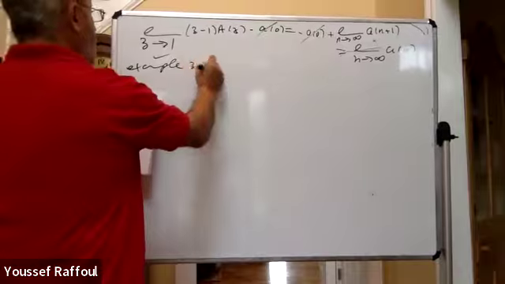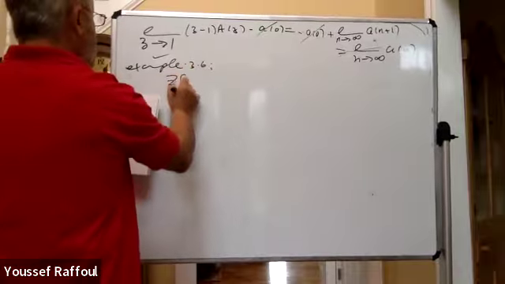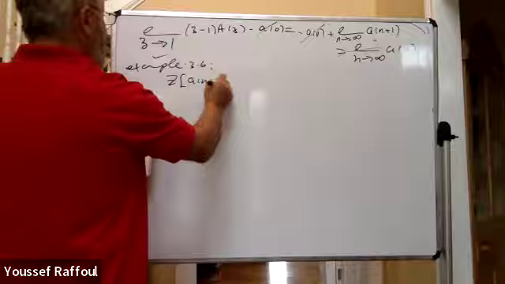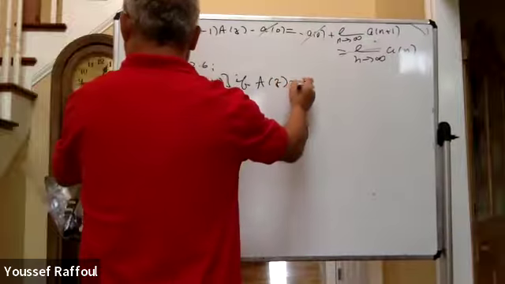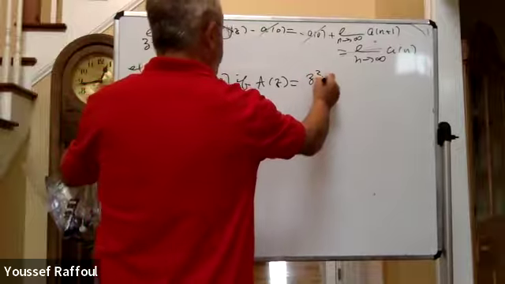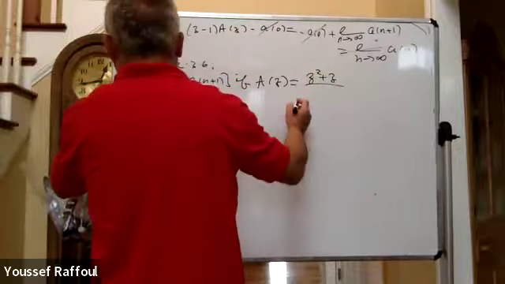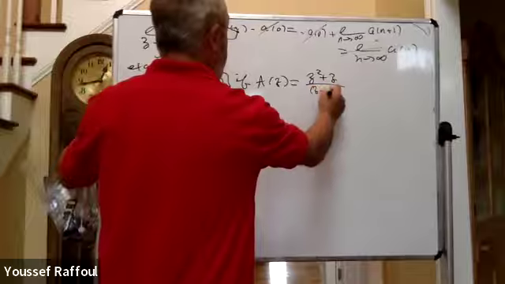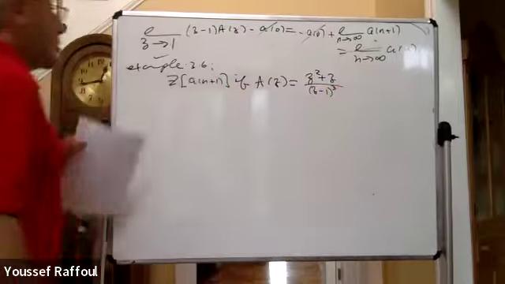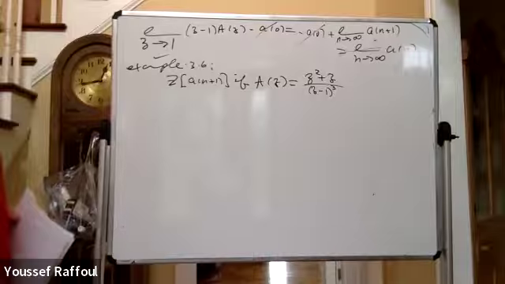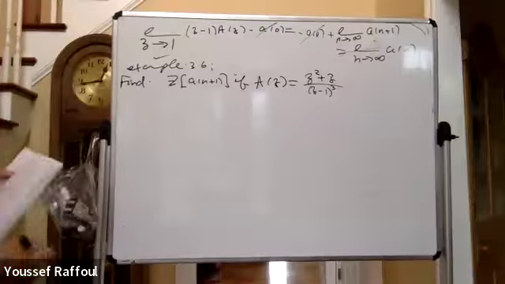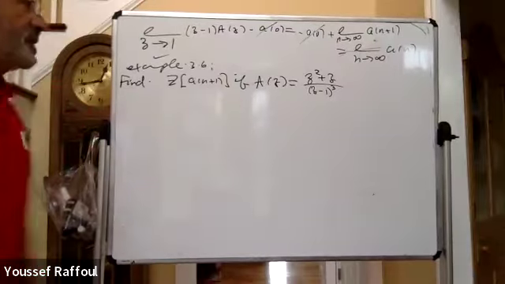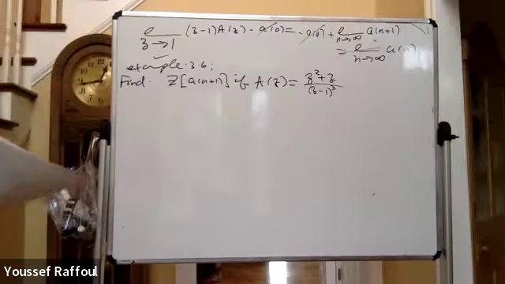Example 3.6. What is Z of a_{n+1} if A(z) is z squared plus z over (z minus 1) cubed? So we want to find Z of a_{n+1} if A(z) is equal to that.